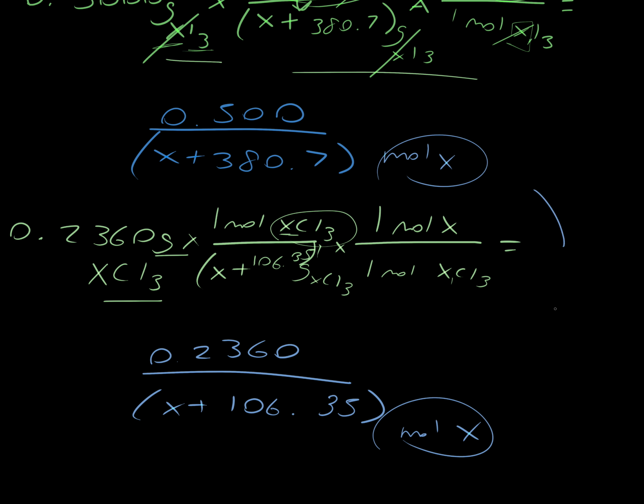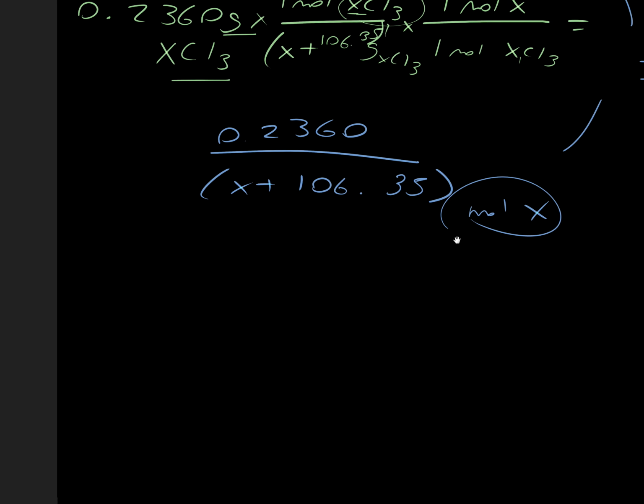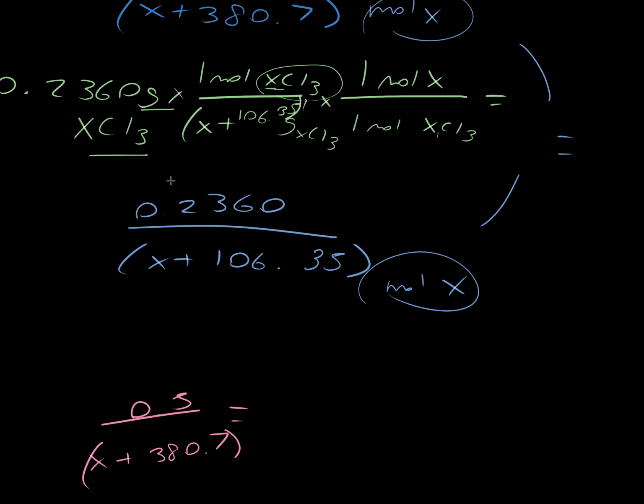We know that they have to be equal to one another. So that is really, really useful for what we're about to do. Since they're equal to each other, we're going to set them equal to each other, just like they are, and that's going to enable us to calculate X. So we have 0.5 divided by X plus 380.7, and that's going to be equal to this right here.